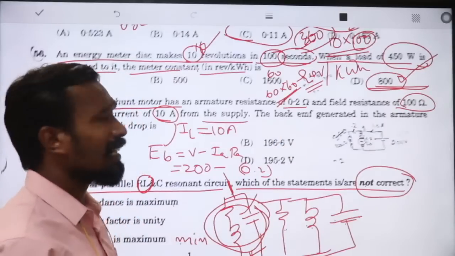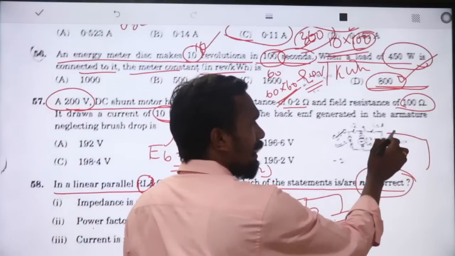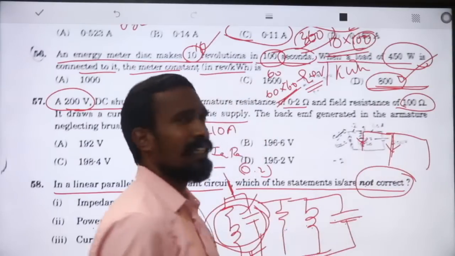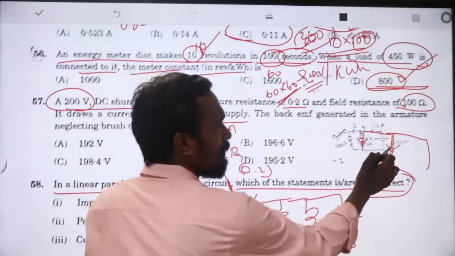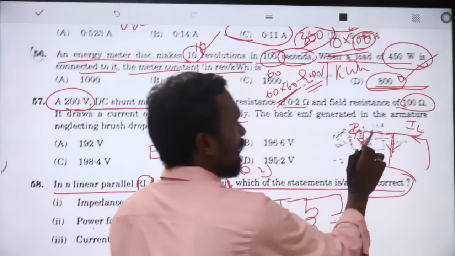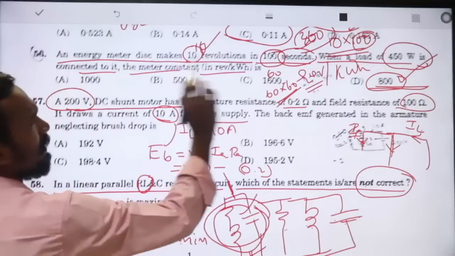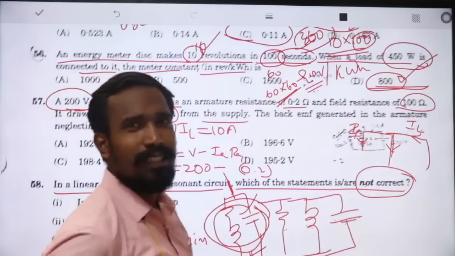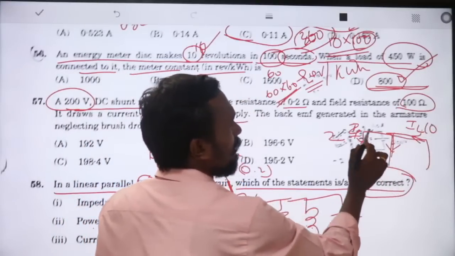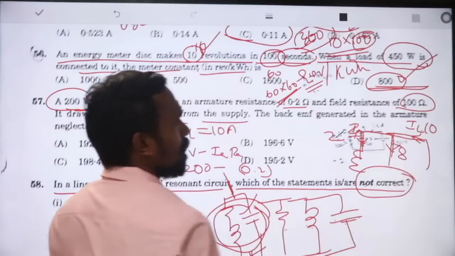What is the armature current? In the motor, the armature current is derived from the line current. From that, something goes to the armature, something goes to the field. So the armature current is the line current minus the field current. What is the field current? Ish is equal to V upon Rsh, 200 upon 100, which is 2 amperes. Out of 10 amperes, 2 amperes is for the field. So for the armature, 8 amperes will come.